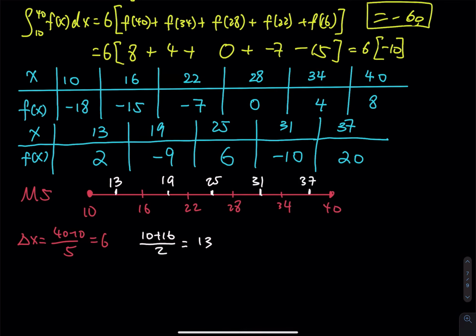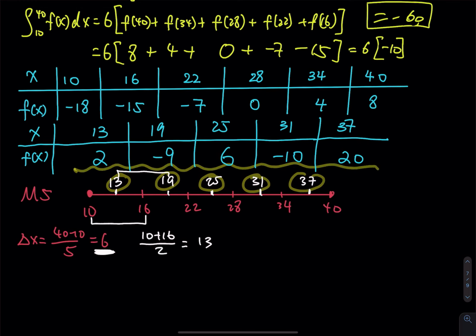The reason I use plus 6 is the width is 6, right? So from 10 to 16, you add 6. From 13 to 19, you also need to add 6. Okay, so since we have 13, 19, 25, 31, and 37, we have to use all 5 of them. So 1, 2, 3, 4, 5. That means we will have to use these 5 table values. So that's why I provided an extra table for you.